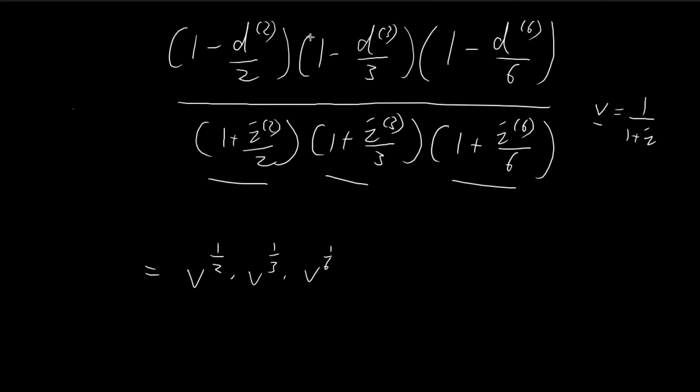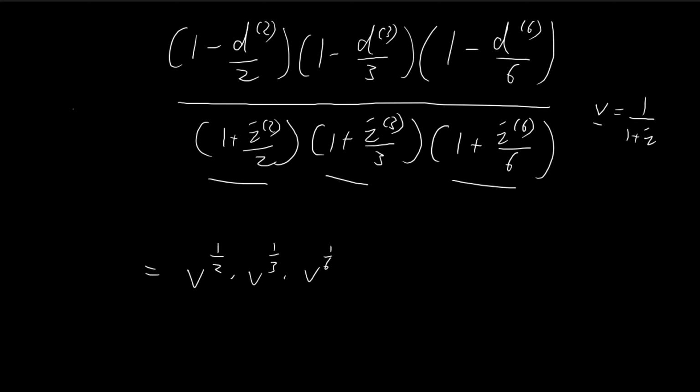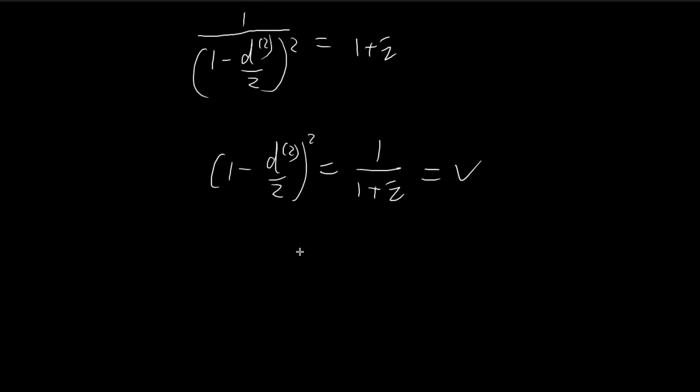So let's consider 1 minus d(2) over 2. Once again, we know that by definition, 1 over this term is equal to 1 plus i, right? And here, they're all on the numerator, so once again I'm going to have to flip this up. Just now for i I had to flip things down, this time I'm flipping things up. So if I flip this up, I have to flip this down, so I get 1 over 1 plus i, which is also equal to v. Once again, you see why I said I'm going to express everything in terms of v.